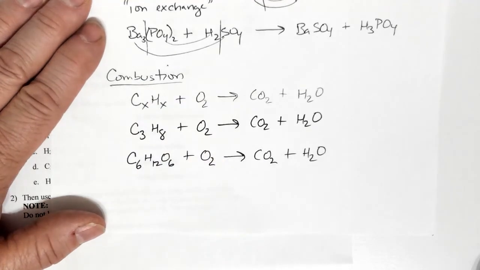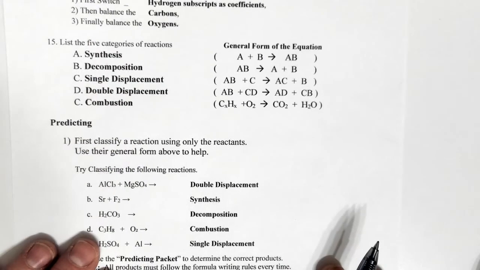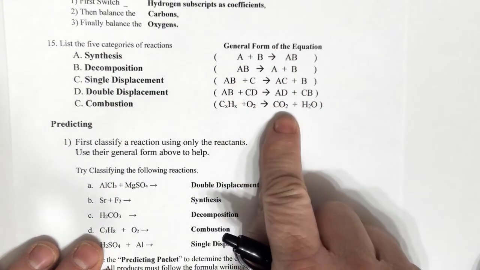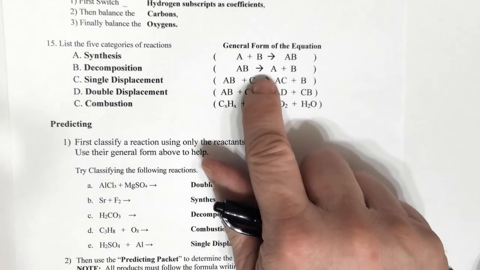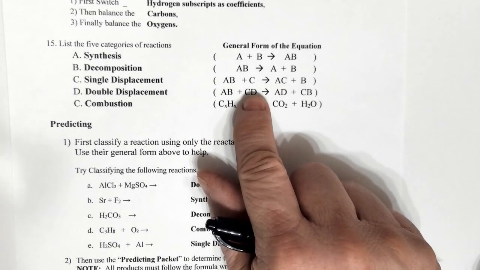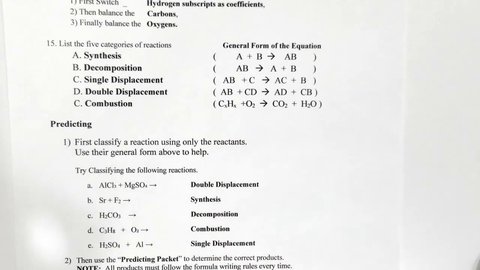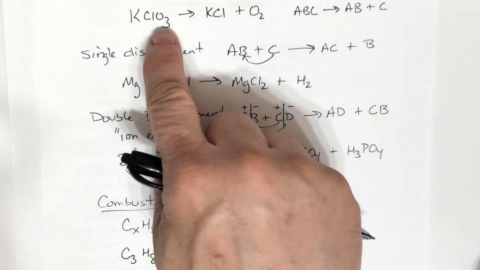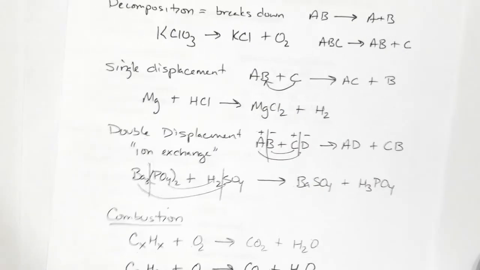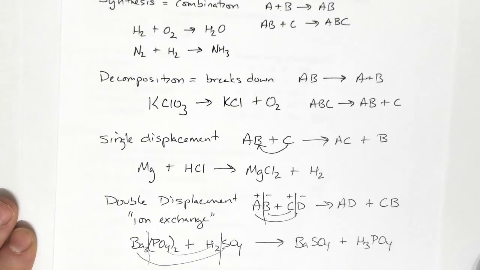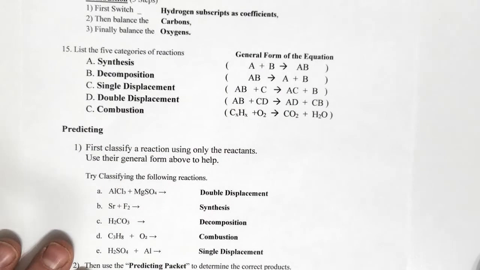Okay? So this is what I wanted you to know about that. And so I've got them right here. There's their generic forms. And so I want you guys to be able to recognize reactions as either synthesis, decomposition, single displacement, double displacement, or combustion. And you need to recognize them in symbol form in this way and know what categories they belong to. Okay? So we're going to be doing that today on your worksheet.